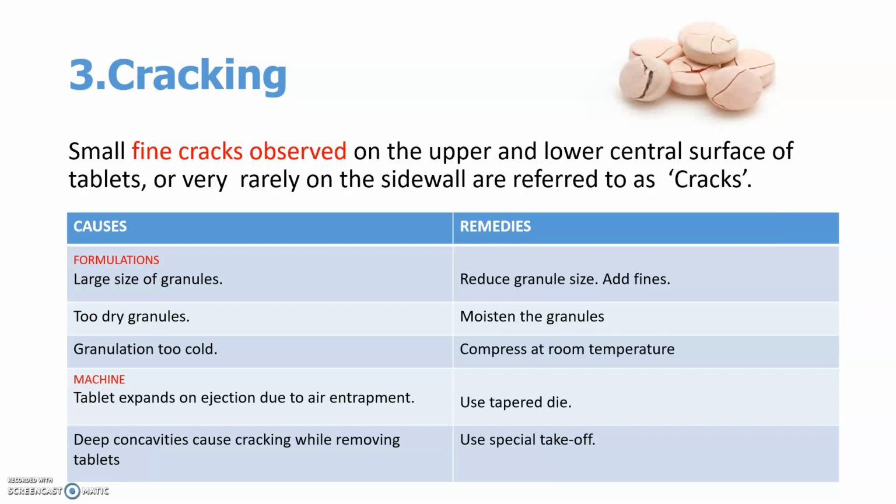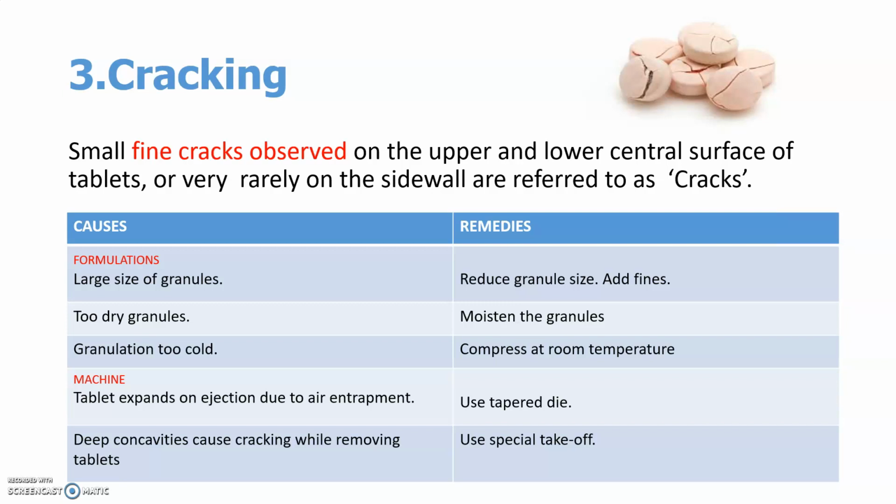Why this cracks causes large size of granules. So uniformity of the granule is very important. You can see in all the three processes like cracking, lamination, and capping, so granule size is very important. Too fine granules, too large granules. Understood? It is nothing but due to the fact we are not using the proper size of the granules. Too dry granules and granules too cold.